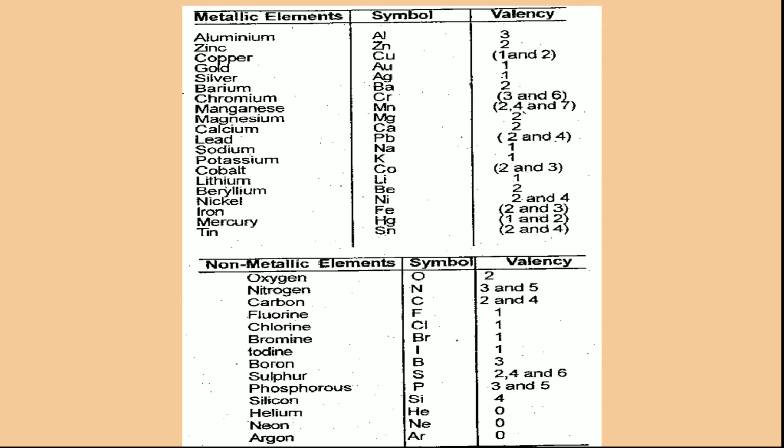2, 4 and 6, phosphorus P 3 and 5, silicon Si, that's 4. Helium, neon and argon, these are inert gases. They do not have any free electrons. That's why they are inert gases and their valency is 0.